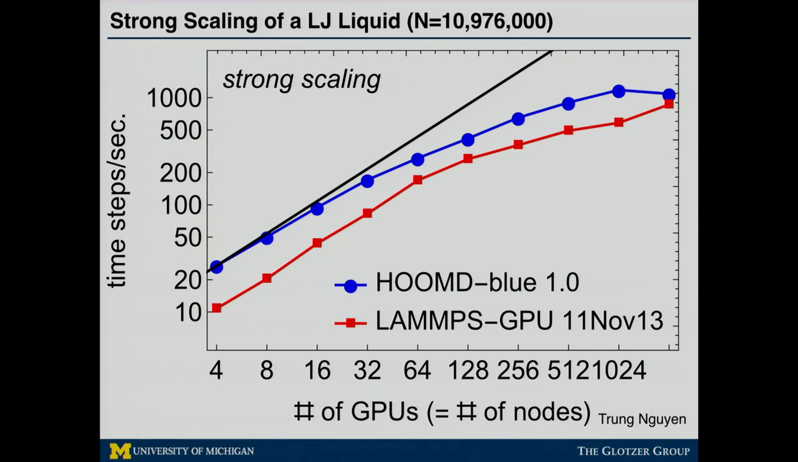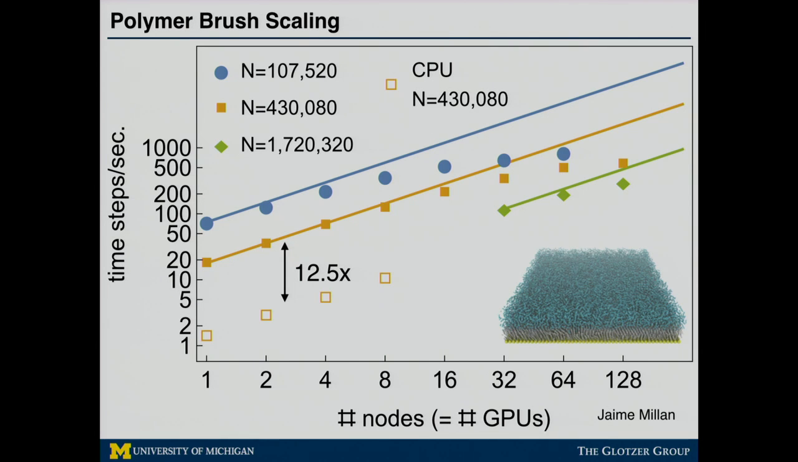HOOMD only uses one GPU per node, and one core to drive that GPU. In more realistic applications, when we do not just Lennard-Jones particles but a polymer brush, for example, which is tethered to a substrate, we can scale the XY dimension of the polymer brush and produce systems of different sizes, and we can scale the number of GPUs to run the system on. We see that the linear scaling holds up very well also when we do these more realistic systems, including angle bonds, tetrahedral bonds, and covalent bonds.